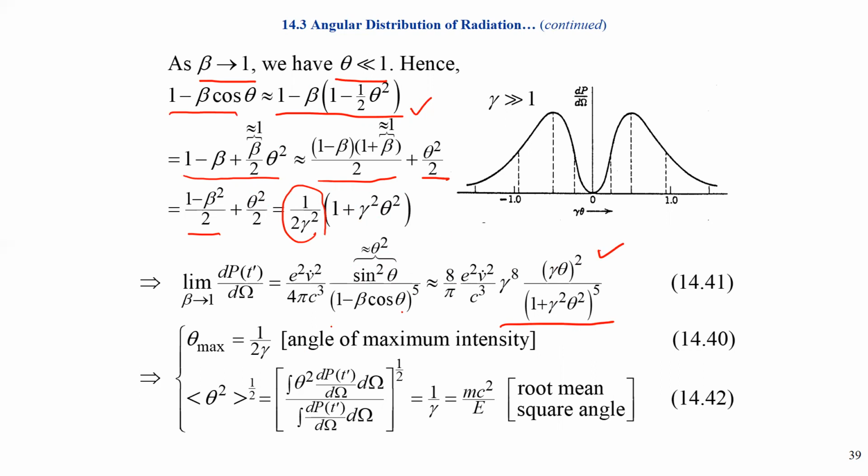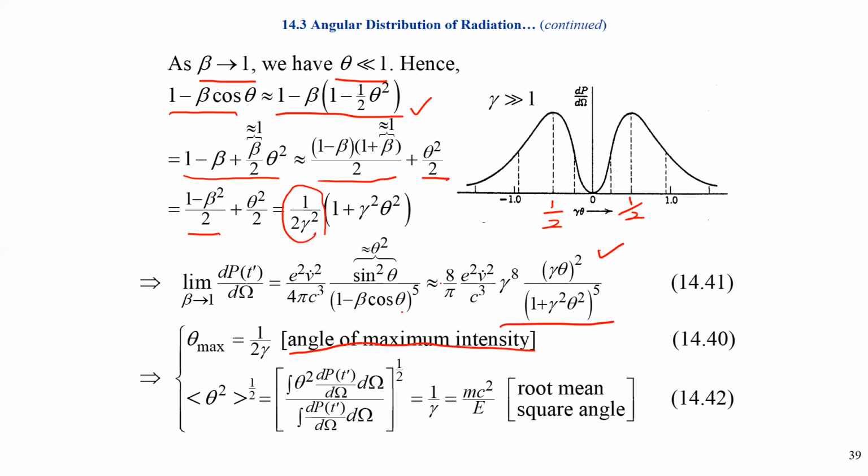It doesn't matter. Looks okay. What is the maximum value? Maximum value is actually here, right? This is the maximum value. Roughly about 1 over 2. So the maximum angle value is about gamma times theta is about 1 over 2, the angle of the maximum intensity. 1/2, 1/2, right?